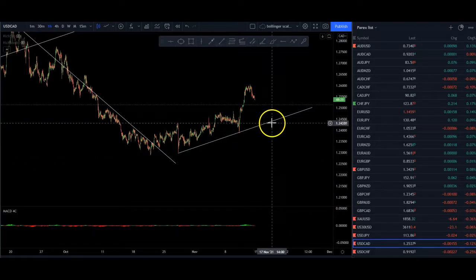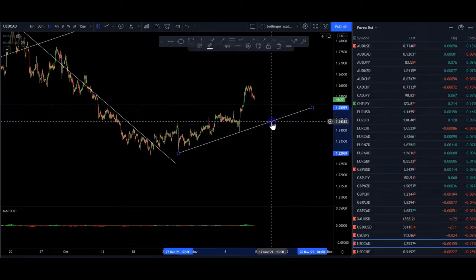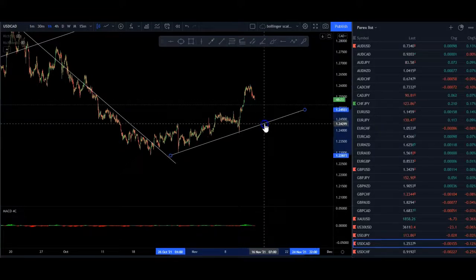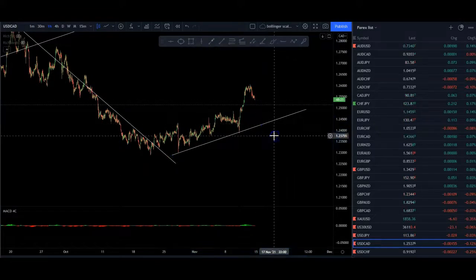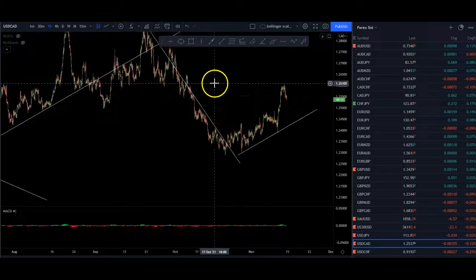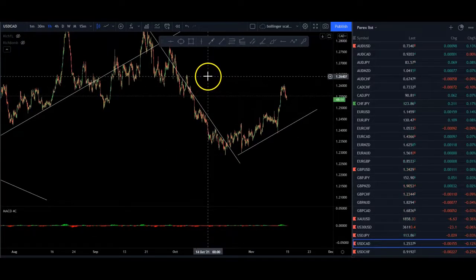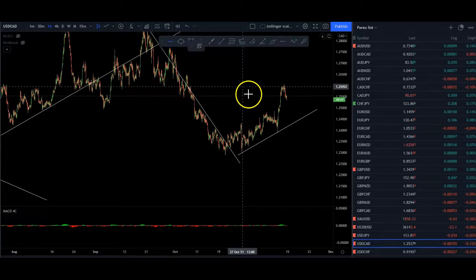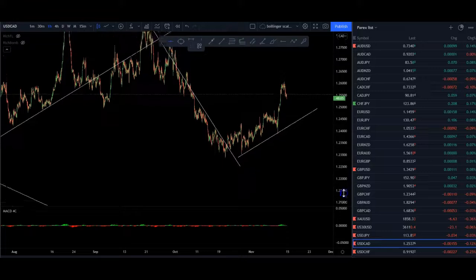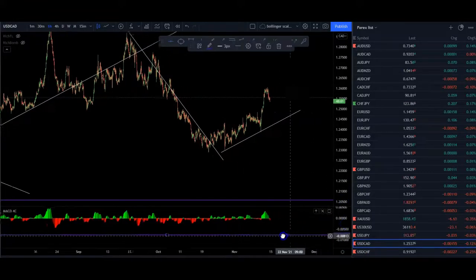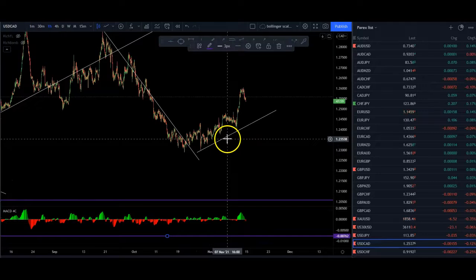Let me see if I can. I'll just leave the trend line right there. And if I look left, there's obvious resistance over here. So I'm expecting the market to go and visit this area definitely. Okay.